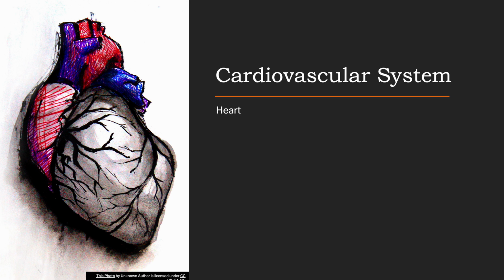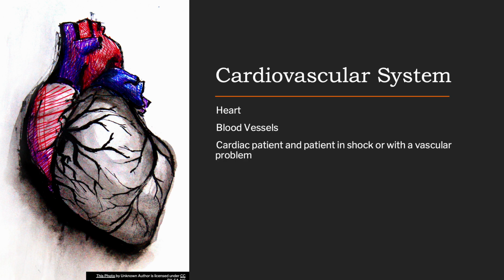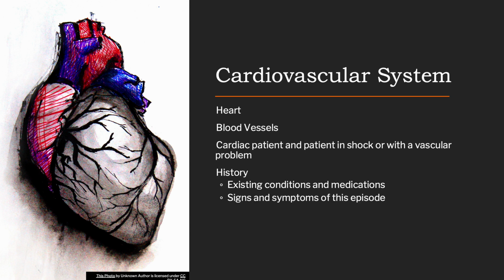Cardiovascular disease. This, of course, has to do with the heart and the blood vessels, and with cardiac patients and patients who are in shock or have a vascular problem, because it all goes back to the heart. And then we need to know their history. This is things like existing conditions and medications, and then signs and symptoms of what's going on. If they're having chest pain, we need them to describe it. Is it sharp? Is it pressure? Is it worse when you take a breath? That's going to be the specific characteristics of their discomfort, and it'll lead us toward what's going on.